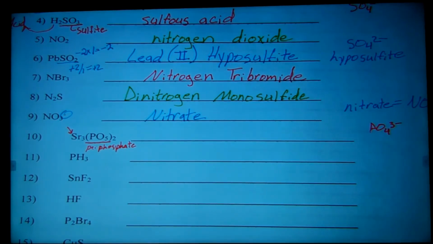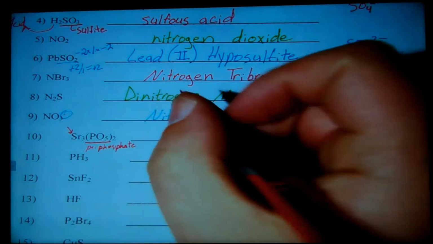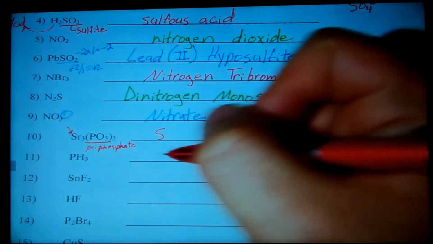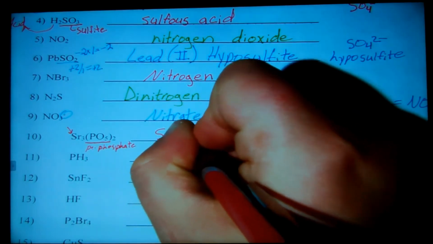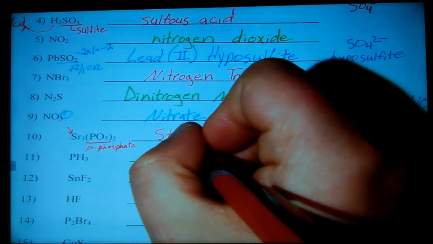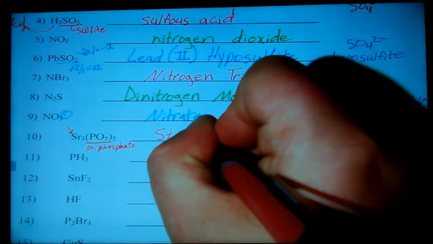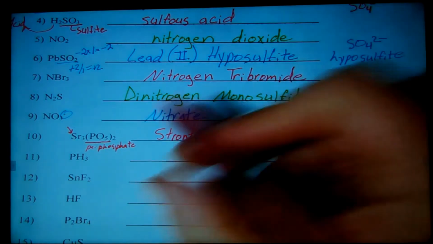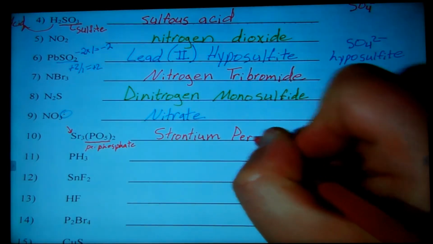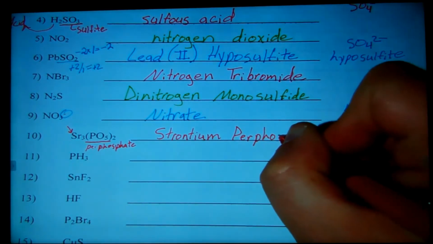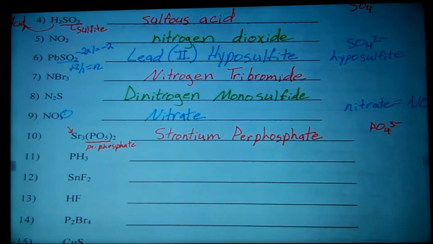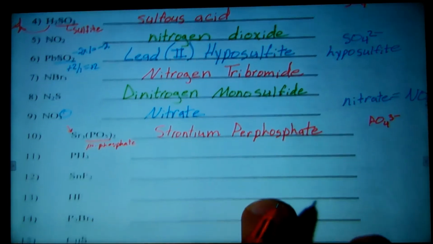Since it has a fixed charge, it will not need the stock system. So we will name it. Let's name the cation, which is the monatomic, the element name, so strontium. Make sure I spell it right. Strontium. Remember, this doesn't need the stock system, so there are no charges needed there. Perphosphate. Name the polyatomic that's with it. So perphosphate. Okay? You're doing good there.